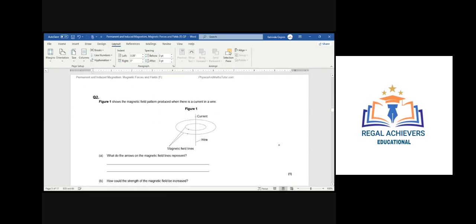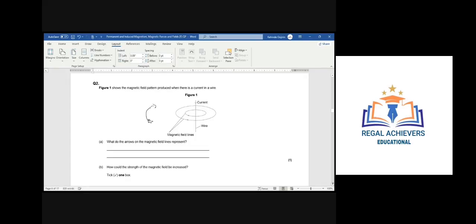Figure 1 shows the magnetic field pattern produced when there is a current in a wire. Then it asks, what do the arrows on the magnetic field line represent? It's simple and straightforward. What the arrows represent is direction. They let you know the direction that is being followed. That is following a clockwise direction. So that is what the arrow represents.